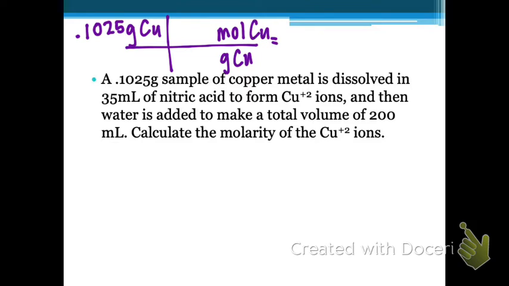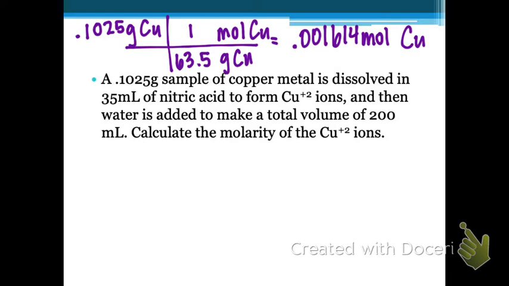Okay, so the mass of it is the same. Right, molar mass of copper is the same whether it's +1 or +2. Okay. Yep. So 1 mole of copper, I think it's about 63.5. Okay, 63.5. Either way, it's fine. So I'm going to go 0.1025 divided by 63.5, and I get a value of 0.001614 moles. Okay, so that's moles of copper.